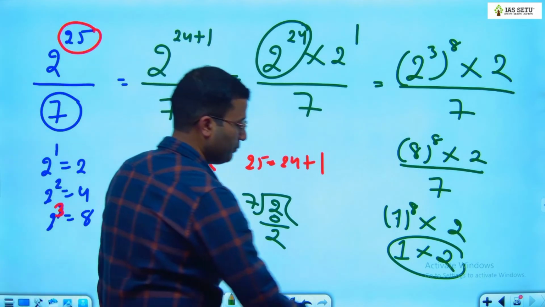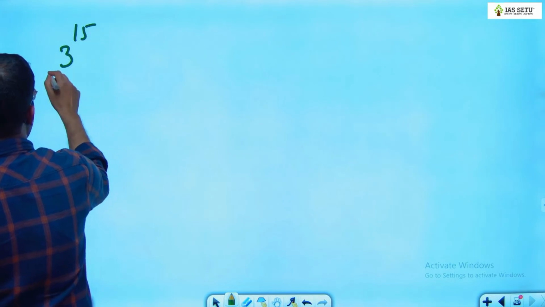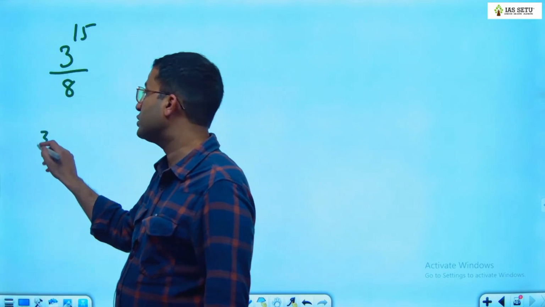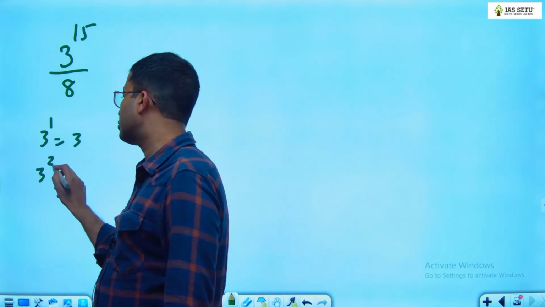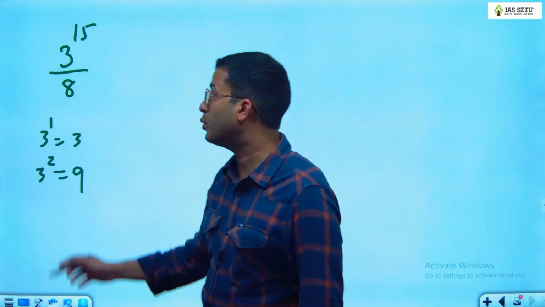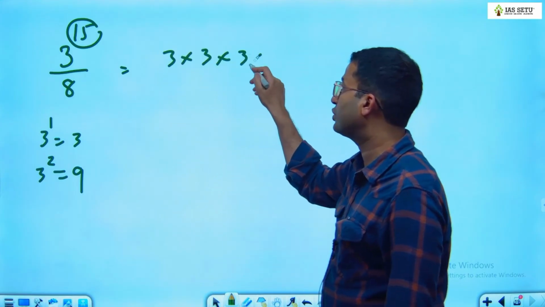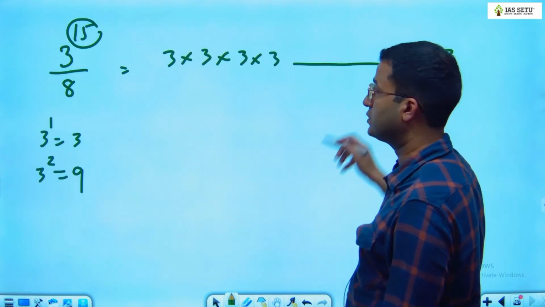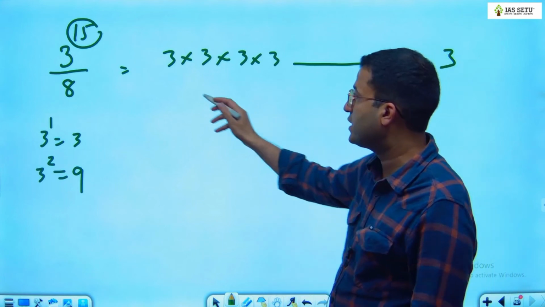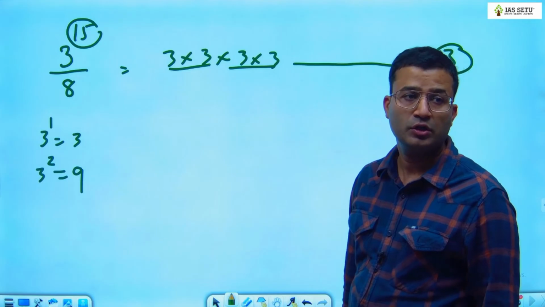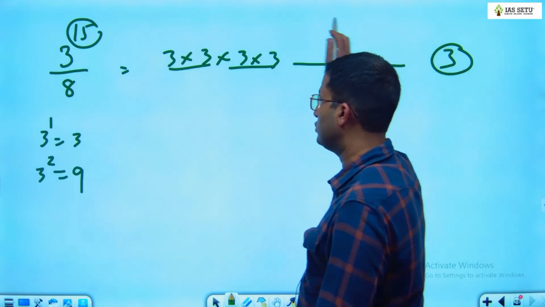Like here for example, 3 is to power 15 divided by 8. Step number 1, 3 is to power 1 is 3, 3 square is 9. But the problem is this 15. 3 into 3 into 3 into 3, 15 times. Up to 14 we get couples, husband and wife, but there is one extra. You have to focus on this extra power also.